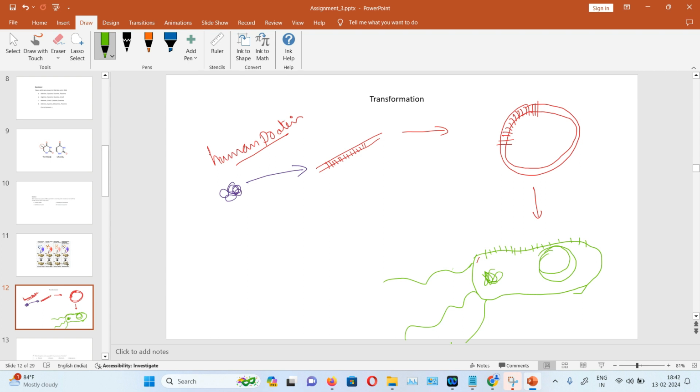And yeah, the process of transferring the genetic material from the environment to the bacterial body is called transformation.